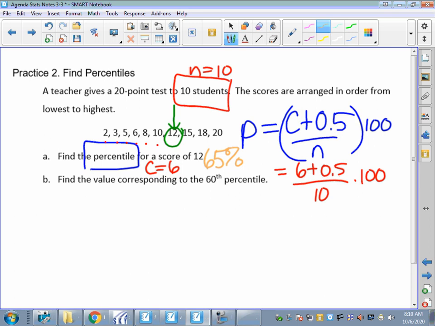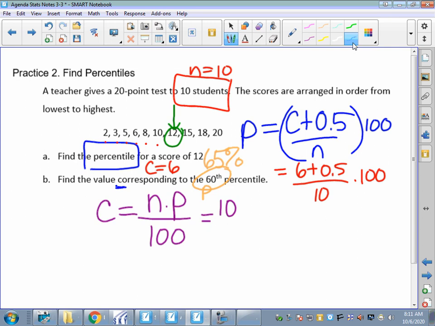Letter B says find the value corresponding to the 60th percentile. I always use that C for corresponding to tell me that I'm using the C formula. C is equal to N times P over 100. So N was 10. P is the percentile, so this is my percentile right here. So 10 times 60 divided by 100. Not a super hard problem to do. That should come out to a 6.